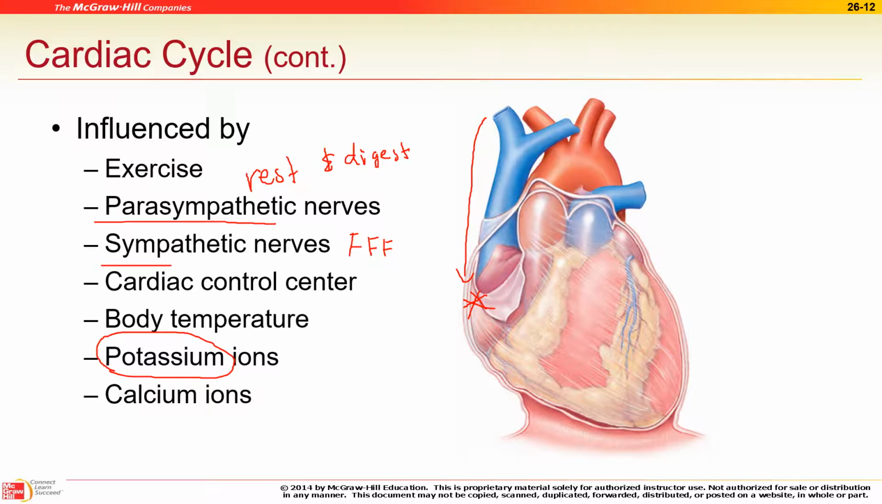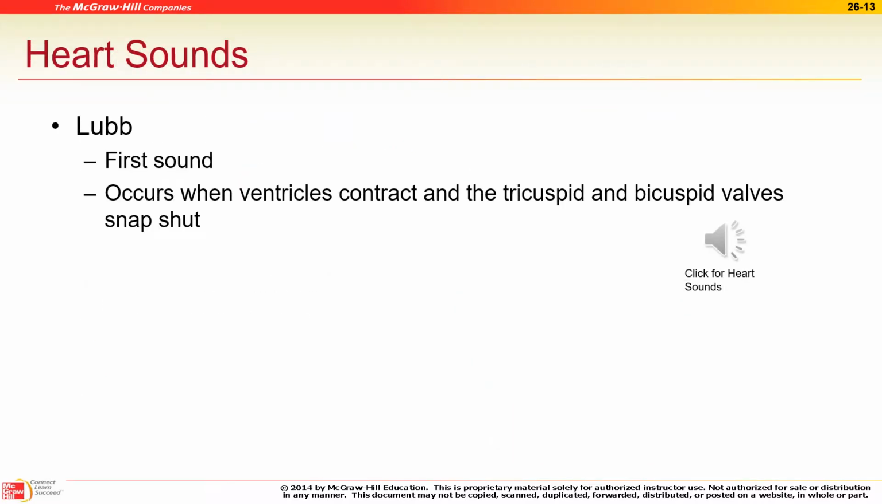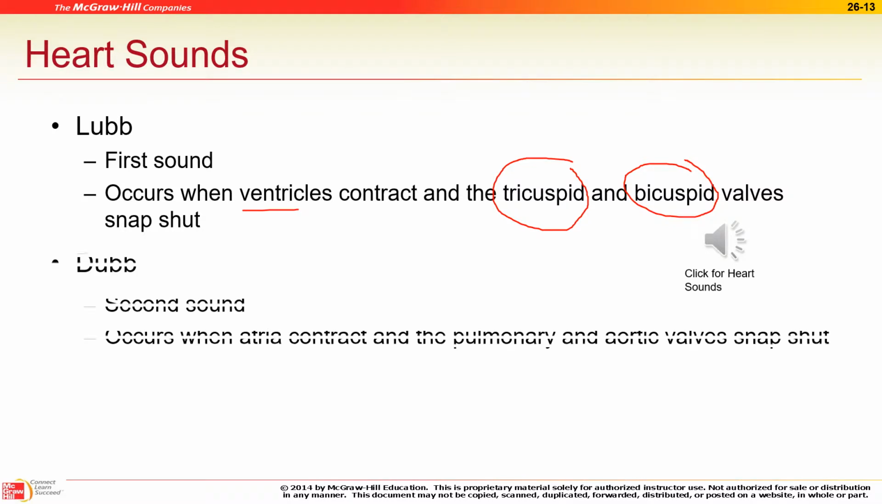Calcium ions. So calcium is involved in muscle contraction. Here in the heart, you have special calcium channels. Lub sound. Which valves are shutting when you hear the lub sound? So that means the ventricles are contracting. So you hear the lub dub. So it's kind of backwards to what we think. So the dub sound is the aortic and pulmonary valves.